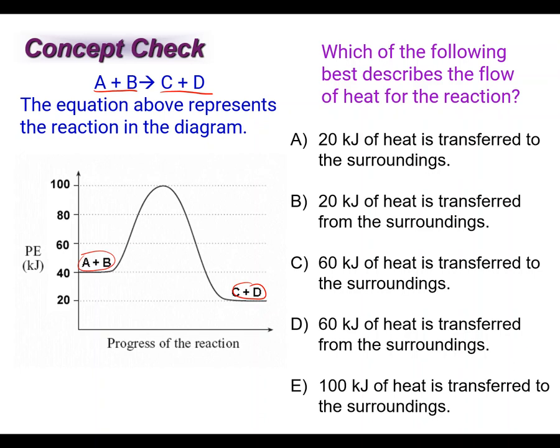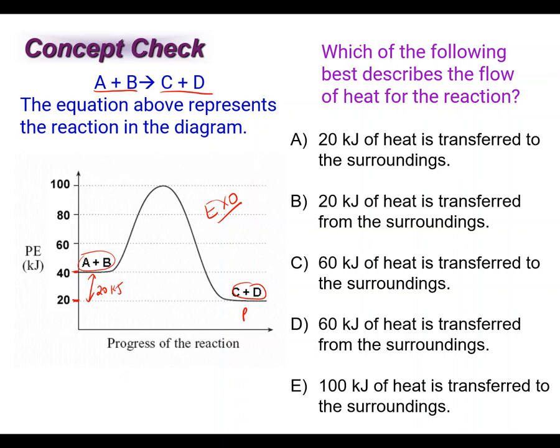So before I even read the question and I look at this graph, what can I automatically and easily tell? Yes, that this is exothermic. I can tell that because here's my products and it's lower than my reactants. They also gave me numerical values so I can find the difference between the two. So that's going to be 20 kilojoules right there.